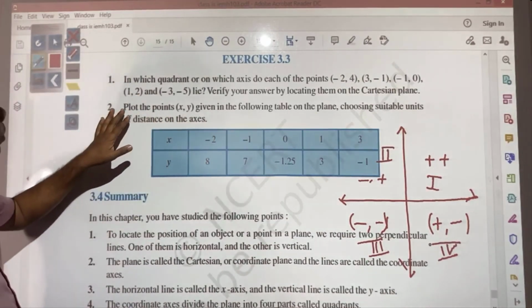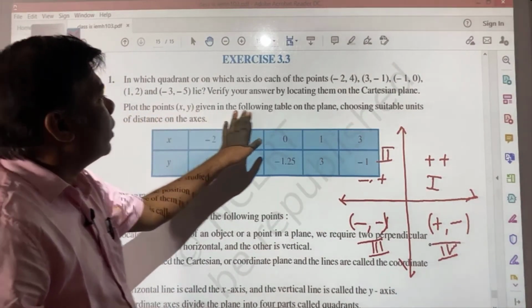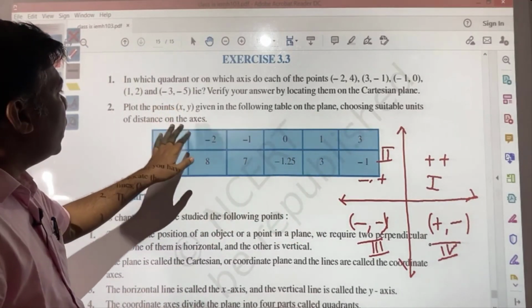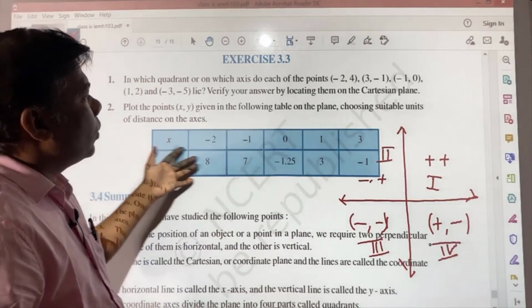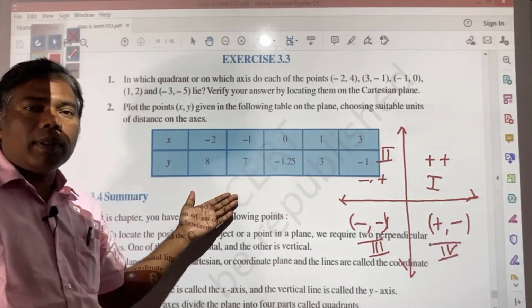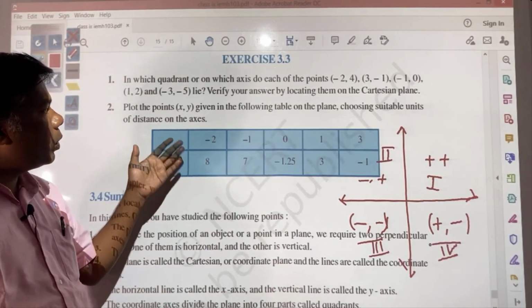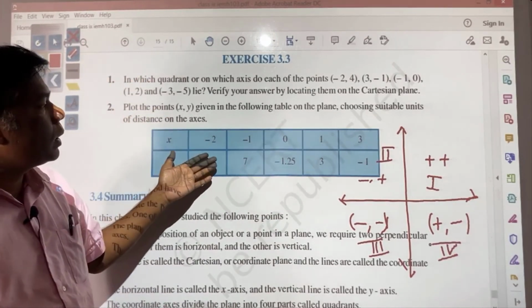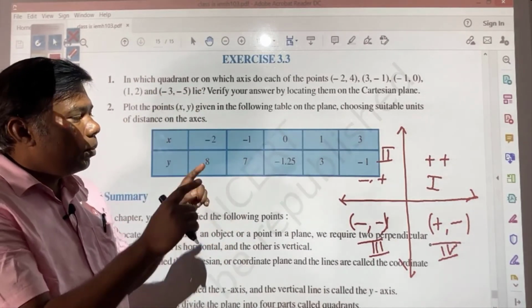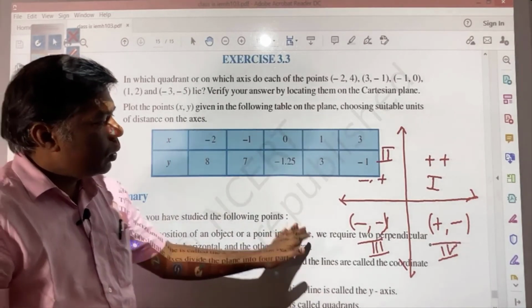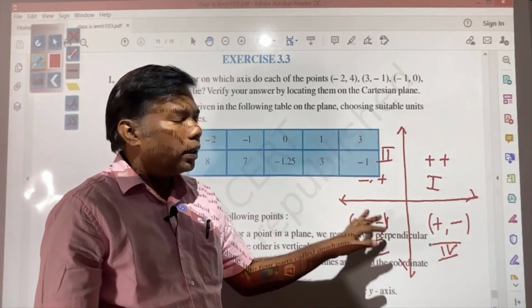Next you see, plot the points (x, y) given in the following table in the plane, choosing suitable units of distance on the axis. I hope it is not required to be shown. Already I have explained many examples, so you will be able to do it. There are only 2 questions, question number 1 and 2. Solve them on your proper graph sheet and practice properly, so that you do not have confusion.